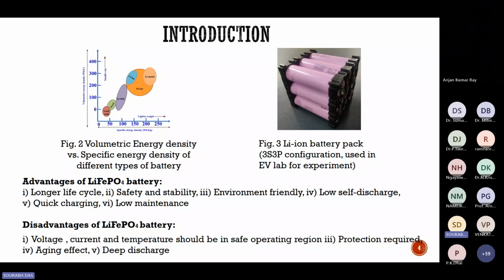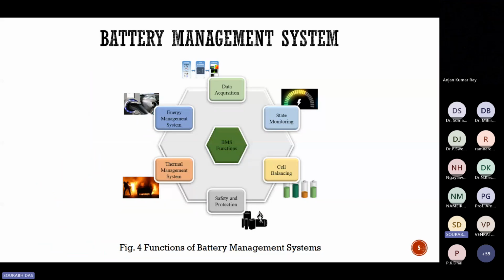So that's why a battery management system is required, to protect the battery and to observe or monitor the battery at every instant. So what is the battery management system? Battery management system is that which can monitor and protect the battery or battery pack.